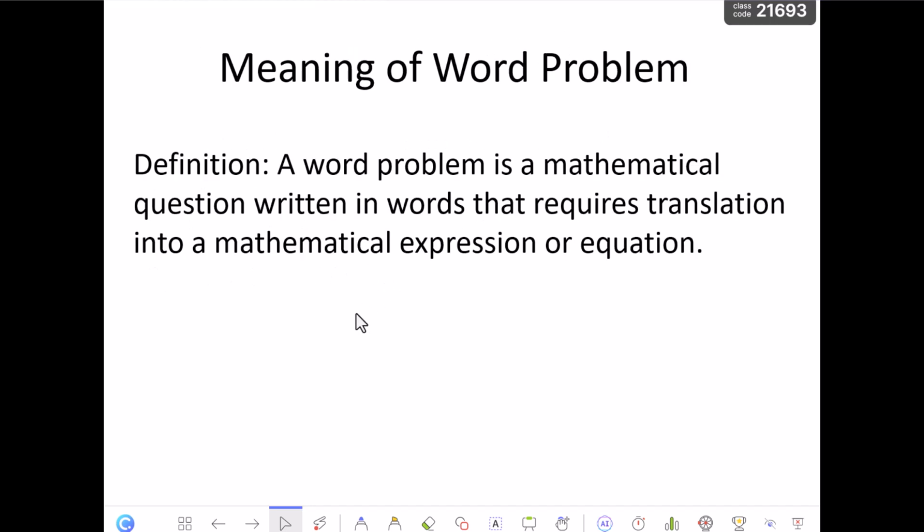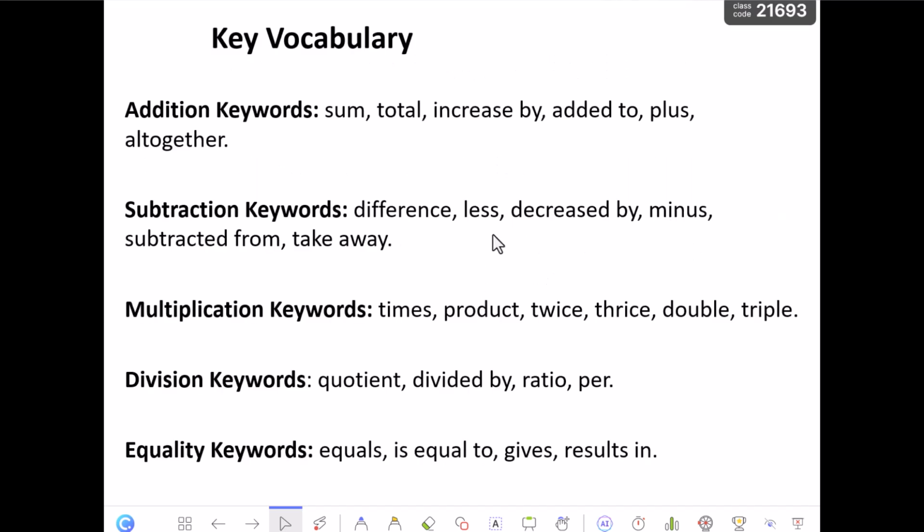So let's move to the meaning. This is the meaning of word problem. A word problem is a mathematical question written in words. So with a word problem, they will give you the question in words. You now need to translate it into a mathematical expression or mathematical equation. So how do you do that? You find it as we move on. And to do that, you need some terms.